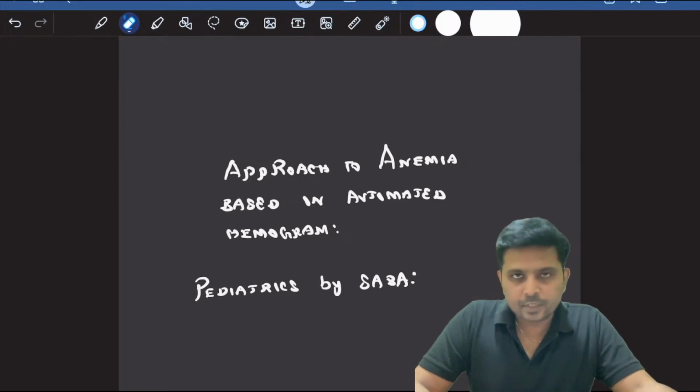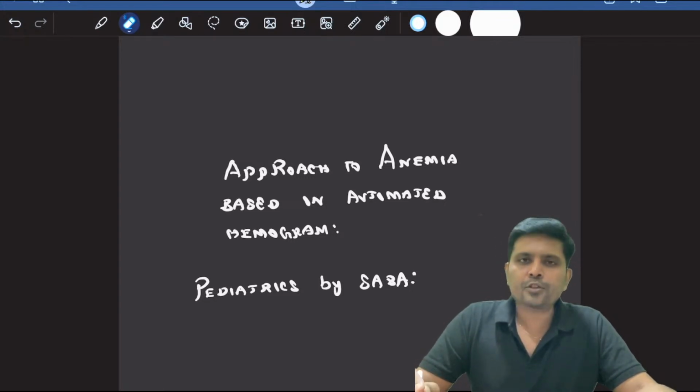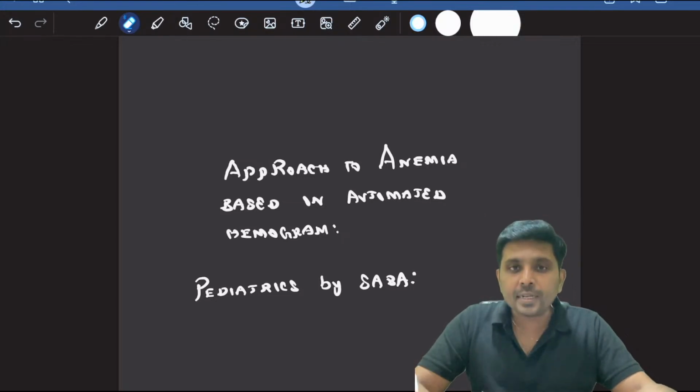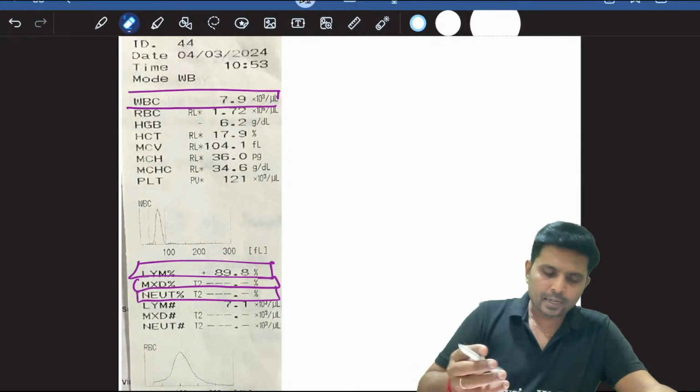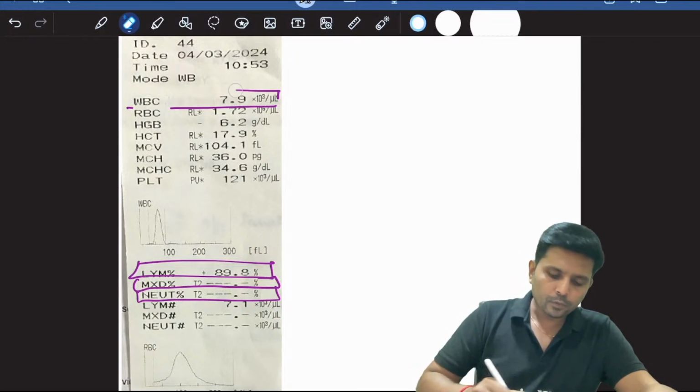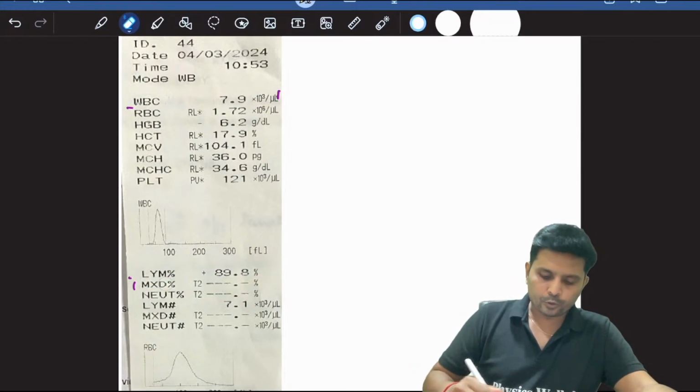Today, the topic of discussion is approach to anemia based on automated hemogram. What you need is a drop of blood that has to be subjected to Coulter counter and it will give you a printed report like this. Look at this. This is the printed report.